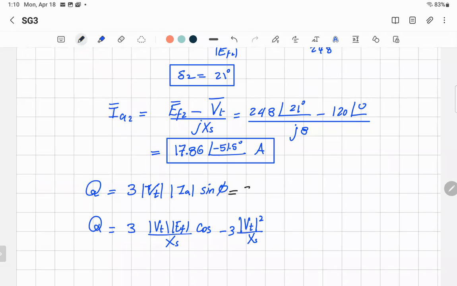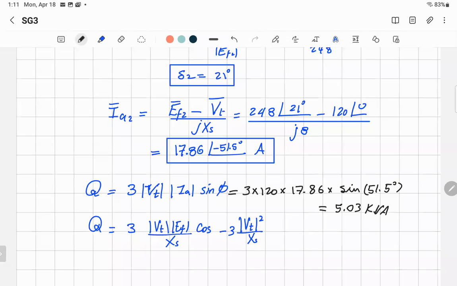It's easy. I have the terminal voltage equal to 120. I have the current already, the magnitude 17.86, and sine of the angle 51.5 degrees, and you get the reactive power. It's there, about 3 kVA. But the idea is not just to solve and get a number. We want to know the effect of the field current when it increases.